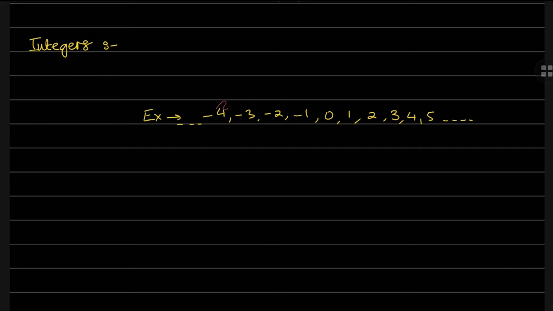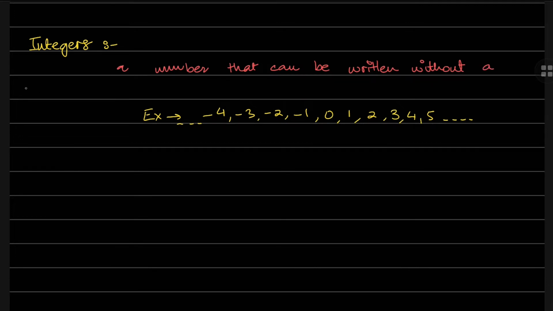For integers, it's a very small definition, so I'm just going to write it down. A number that can be written without a fractional component. There you go. Next up, we have rational numbers.